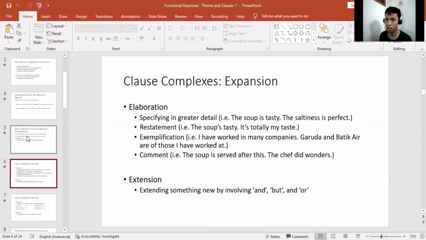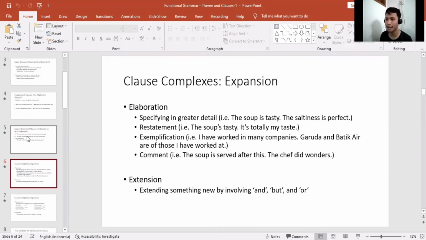Clause complexes: expansion, elaboration, specifying in greater detail. The soup is tasty, the saltiness is perfect, or you can say the cake is very delicious, the sweetness is just enough. And then restatement: the soup's tasty, it's totally my taste. Or I can say the instant noodle is very tasty, it's totally my taste, or anything you can say.